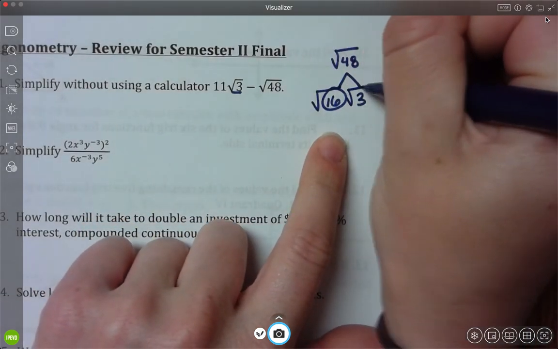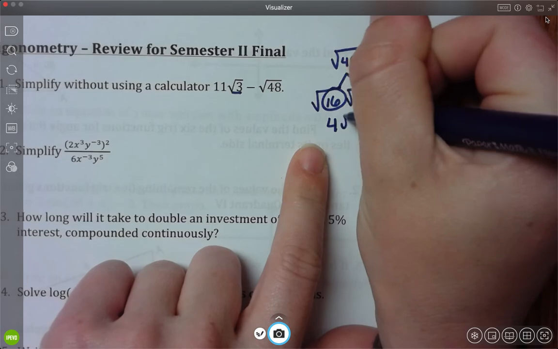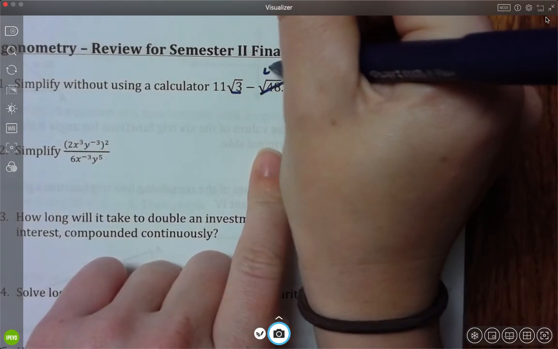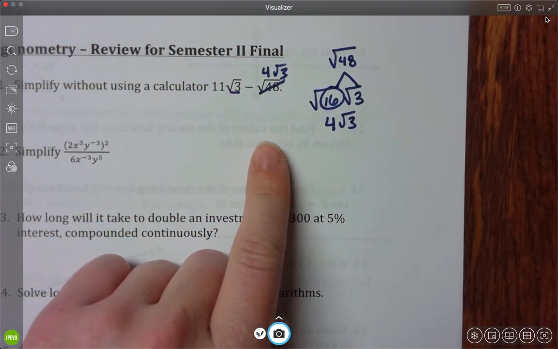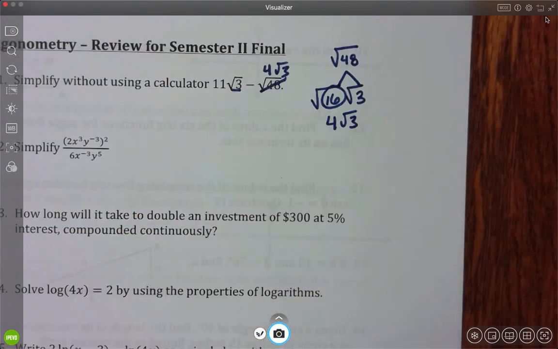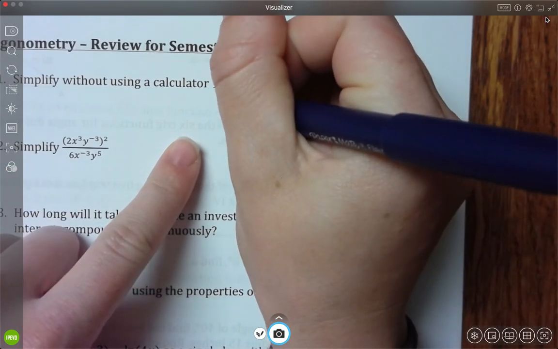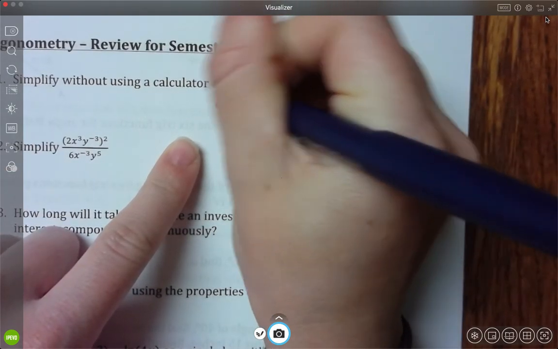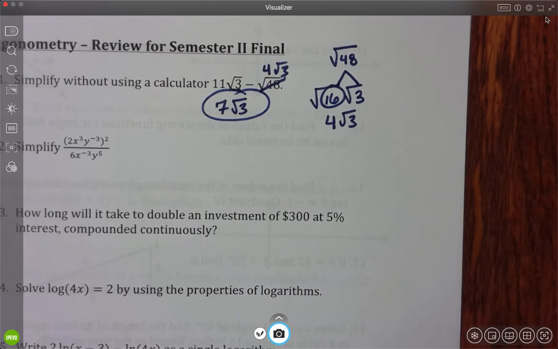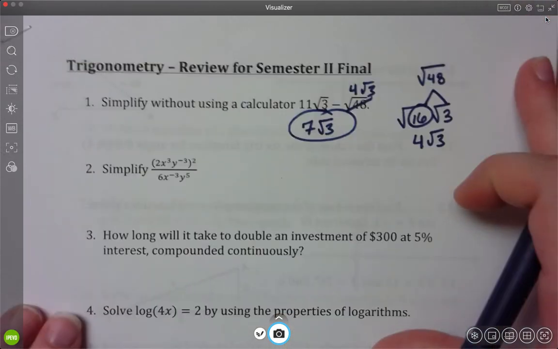So the square root of 16 times the square root of 3 would be 4 square roots of 3. So this guy actually is 4 square roots of 3. And now that both of them are square root of 3, now I can subtract them. So 11 square roots of 3 minus 4 square roots of 3 would be 7 square roots of 3. You don't subtract the 3's, you just subtract the numbers out in front. Okay, so that's what he looks like.